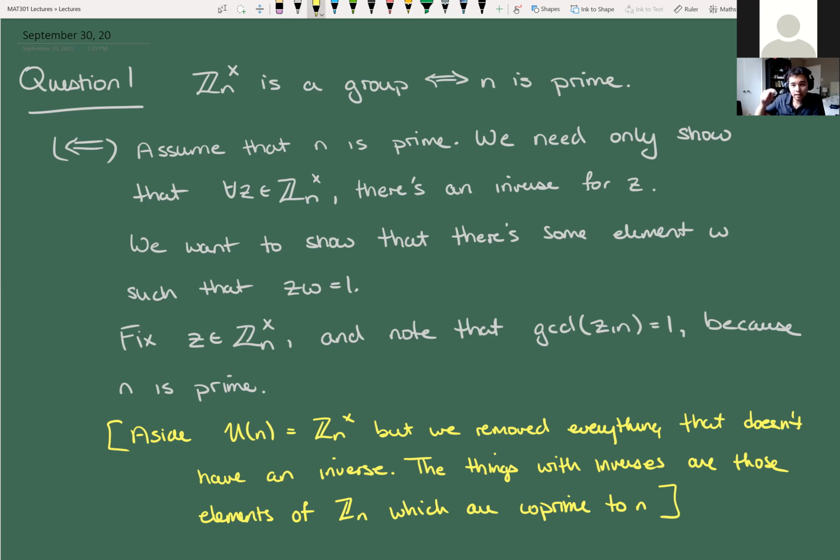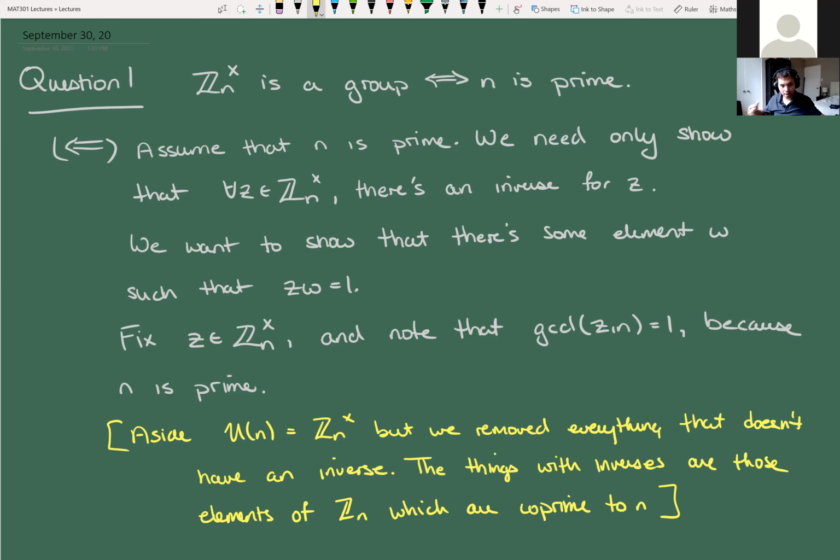For Zn star to be a group, every element of it, right? Every element needs to be co-prime to n. And the only way that's possible is if n itself is a prime number, right? That's our intuition. That's what we've got to use in order to help us figure out how to do this problem. So that's the difference between Un and Zn. Does that make sense? Did that help? Hopefully.